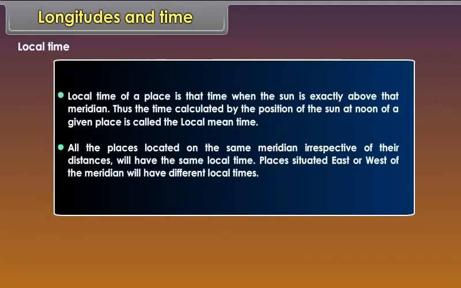Local time. Local time of a place is that time when the sun is exactly above that meridian. Thus, the time calculated by the position of the sun at noon of a given place is called the local mean time. All the places located on the same meridian, irrespective of their distances, will have the same local time. Places situated east or west of the meridian will have different local times.